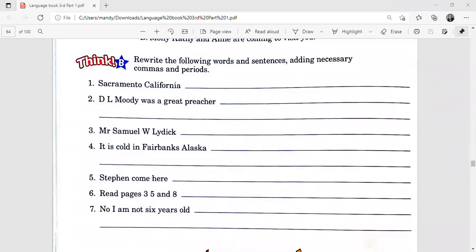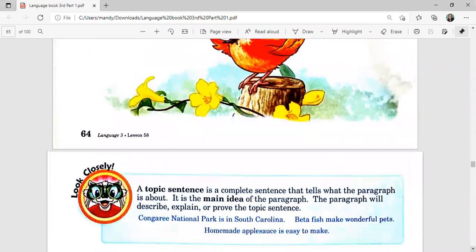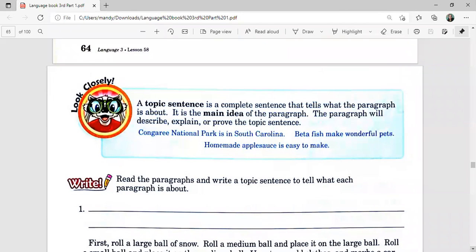Okay, excellent. So now, page 65. Okay, let's review a topic sentence. What is a topic sentence? In that case, a topic sentence is a complete sentence that tells what the paragraph is about. Okay, so imagine a story. You have a paragraph, you have a story, and you need to identify what is a topic sentence. That means this one is the topic that refers to all the story. And also you have the main idea of the paragraph. That means the main idea describes or explains or proves the topic sentence.